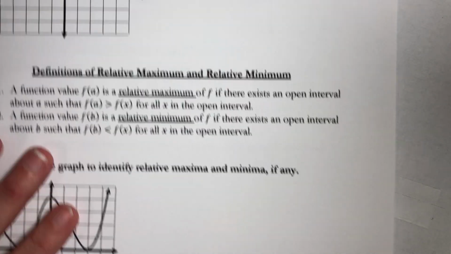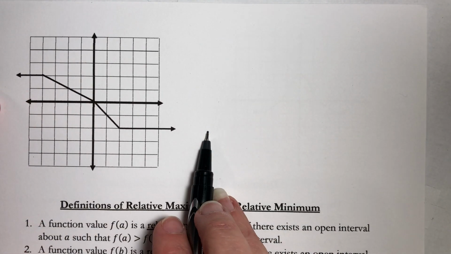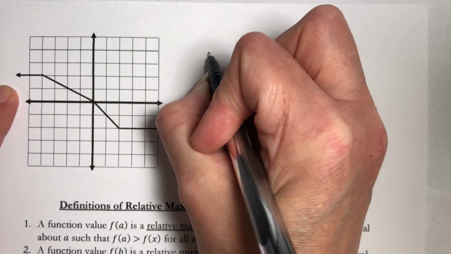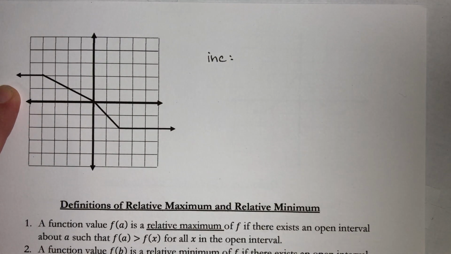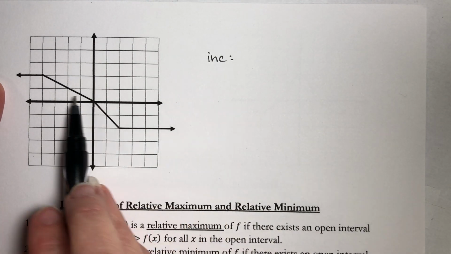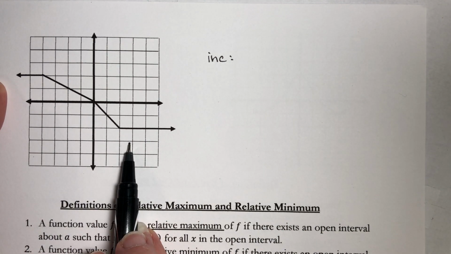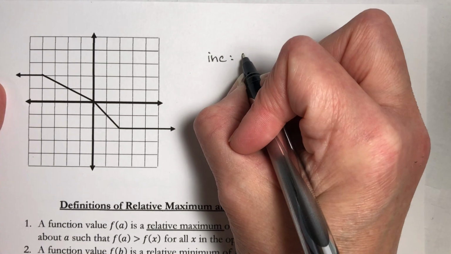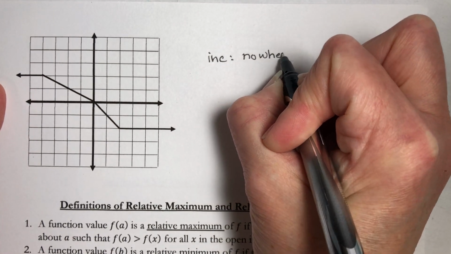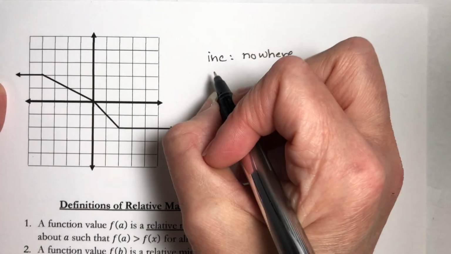Okay, so let's do another one of these with this graph. Okay, so I do go off to infinity in both directions. Okay, so where is this thing increasing? Okay, it is flat here, it's flat here, and even though it changes directions, it's still going down this whole area, right? So it's increasing nowhere. This thing is never going up. Where is it decreasing?